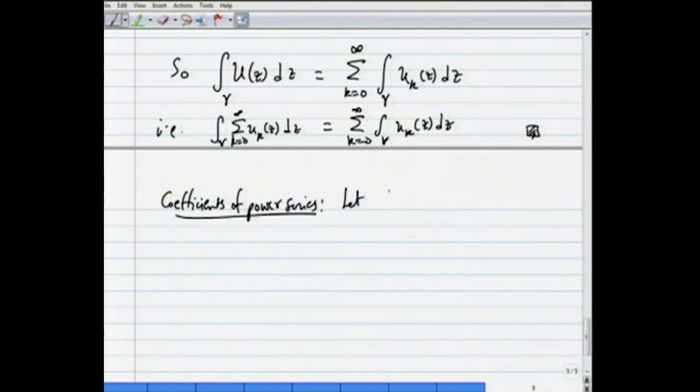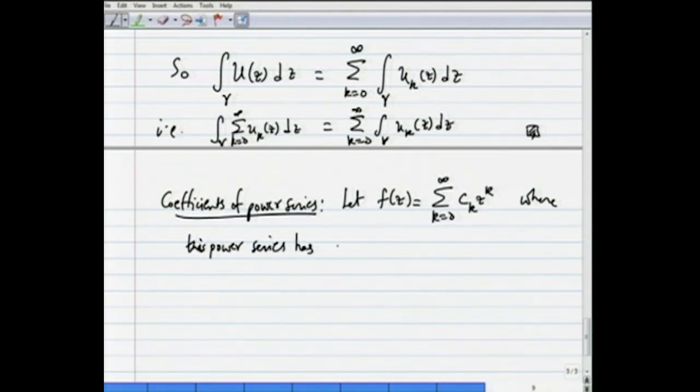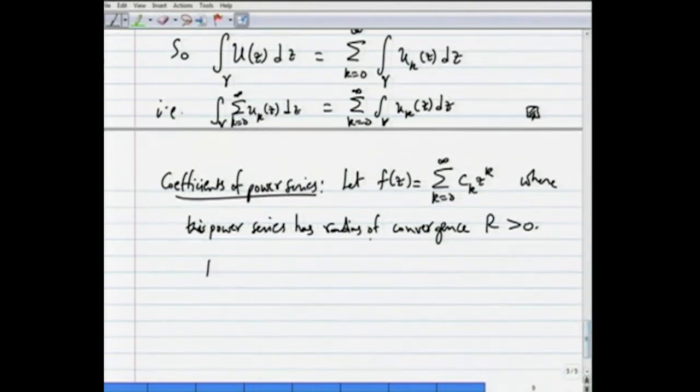Okay. So, let f of z equal the sum over k equals 0 through infinity of c k z power k, where this power series has radius of convergence R strictly greater than 0. So, positive radius of convergence. Then we know that little f is analytic. So, it is differentiable term by term, or I mean its differentiation is the differentiation of these terms, and then summing it up.